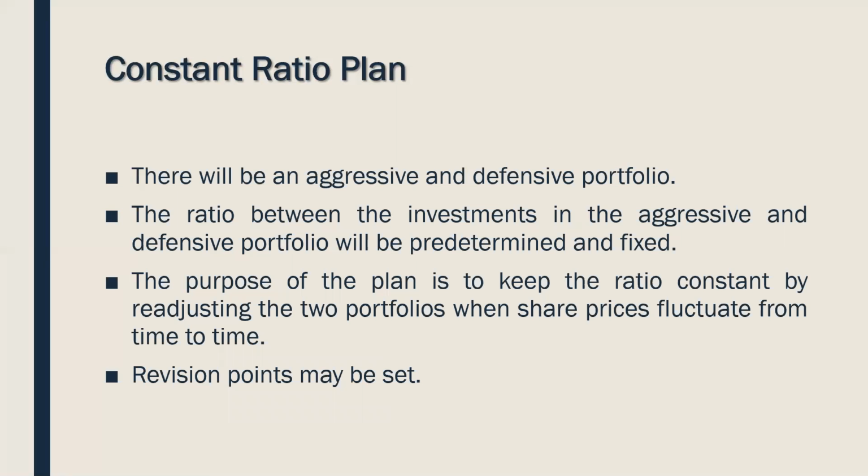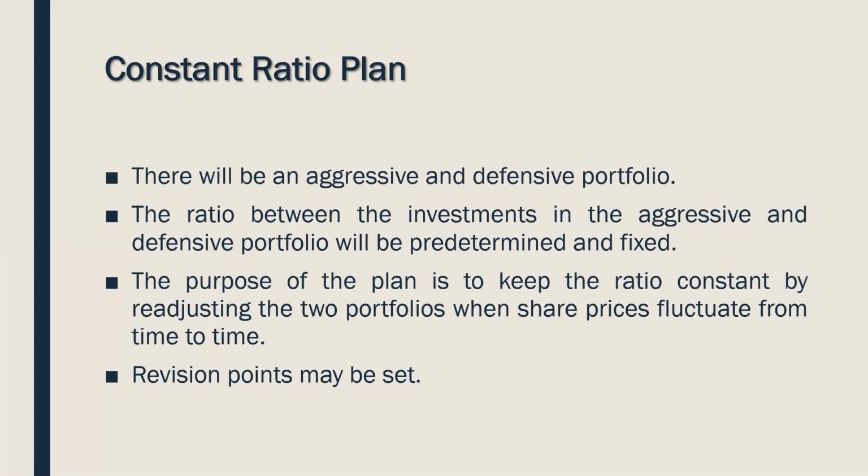Next is the constant ratio plan. Under the constant ratio plan, they are not concerned about the rupee value or the value of the portfolio. They are only concerned about the ratio of the investment in the aggressive and defensive portfolio. What this formula plan aims to do is to keep a certain ratio between the aggressive and defensive portfolio.